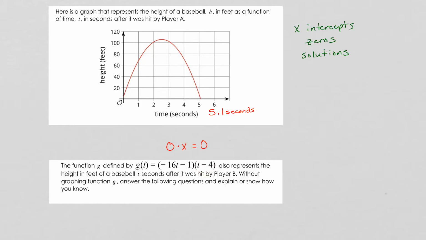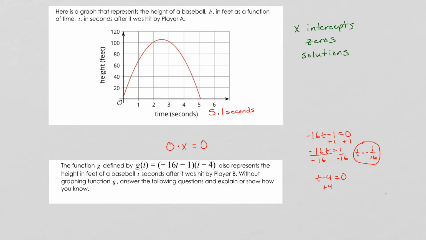So let's try that. If we have negative 16t minus 1 equals 0, or t minus 4 equals 0. Well, if we add 1 to both sides, do a little algebra here, you get negative 16t equals 1. Divide both sides by negative 16. Then you get t equals negative 1/16, which is one of the values that would make that height equal to 0. So that's one of our x-intercepts, our solutions.